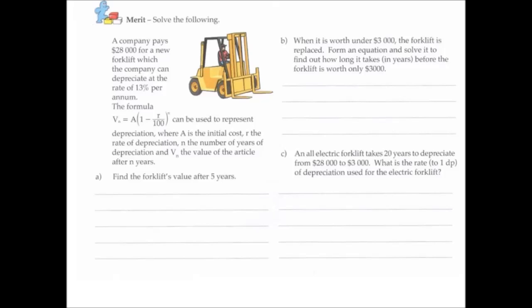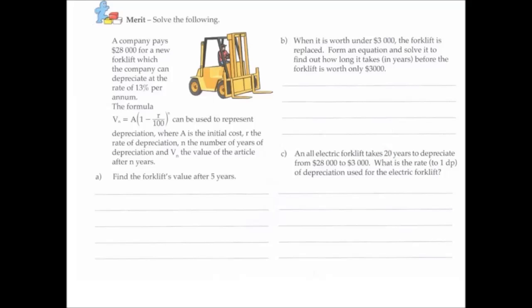And the last question is, an electric forklift takes 20 years to depreciate from 28,000 to 3,000. What is the rate to 1 dp of depreciation used for the electric forklift? So now we've got the initial value, which is 28,000. We've got the residual value, which is 3,000. We've got the number of years it takes for the forklift to depreciate from 28,000 to 3,000, which is 20 years, so n equals 20 years.